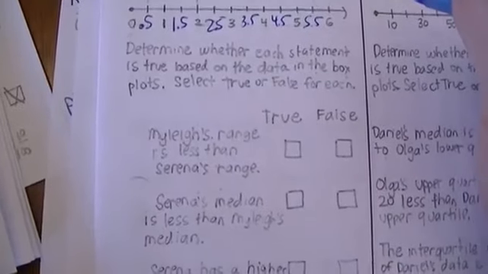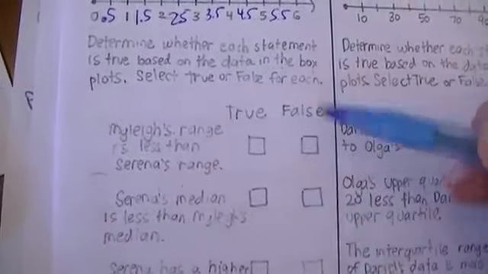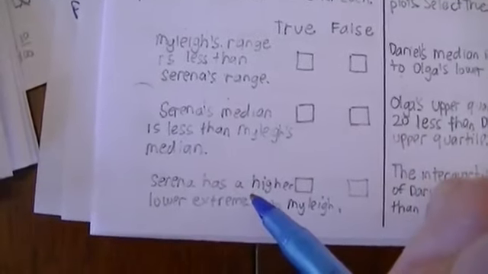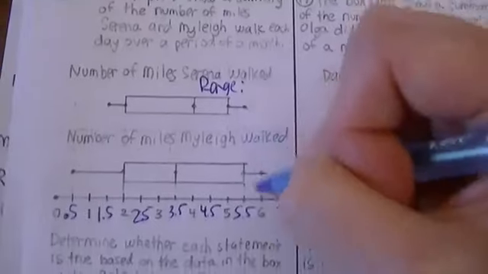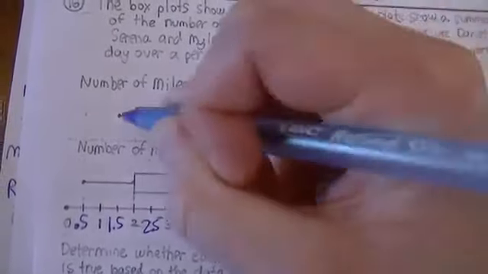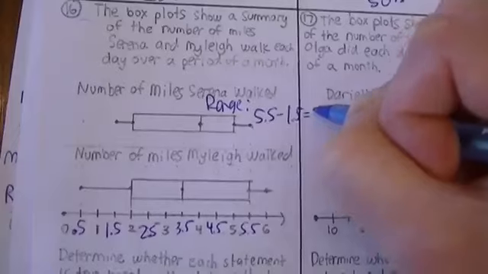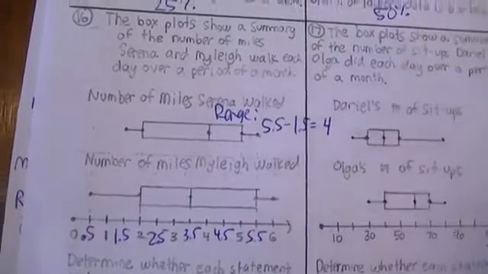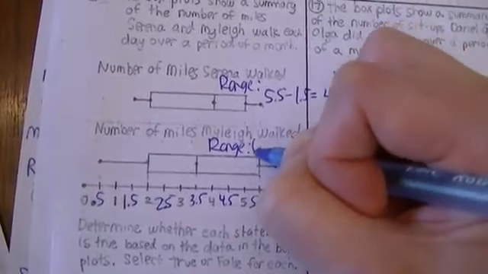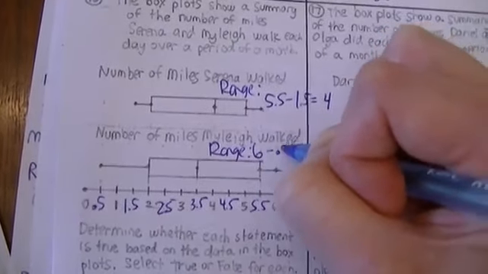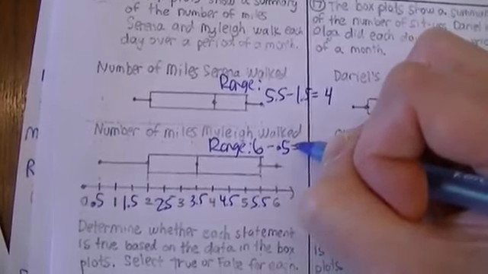Okay, this should help us. Determine whether each statement is true based on the data in the box plots. Select true or false. So first column is true, second column is false. Miley's range is less than Serena's range, and it looks like we're comparing medians, and then we're comparing lower extremes. So let's go ahead and start with the range. So Serena's range, remember it's upper extreme minus lower extreme. So it's 5.5 minus 1.5, which is 4. Okay, and then Miley's range is upper extreme 6, lower extreme 1/2 or 5/10. So 6 minus 1/2 is 5.5.